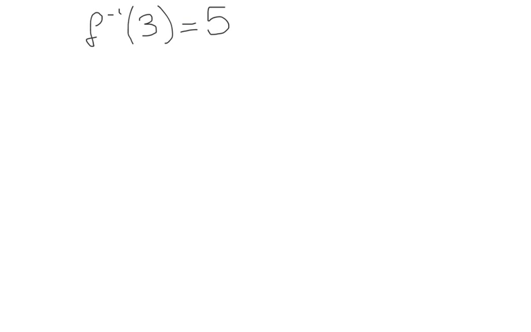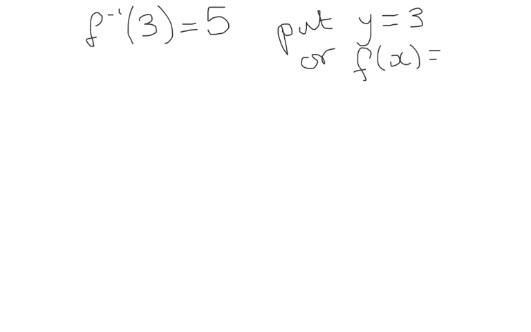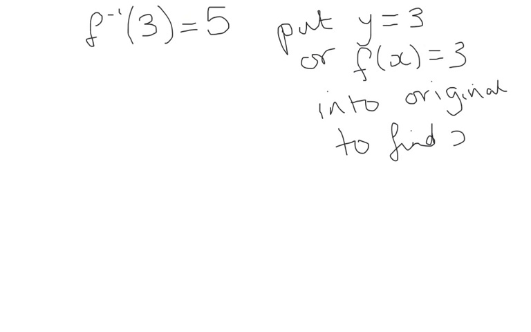So I'll just go over how we got that. We put y equals 3, or f of x equals 3, into the original. And that was to find the x that goes into the original. So finding the x that goes into the original is the y from the inverse function here.